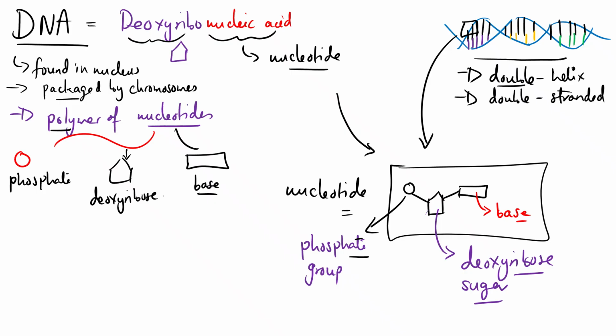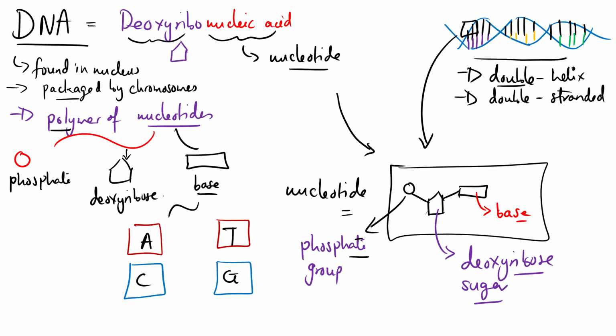Now, you also need to know 4 types of bases. You've got A, T, and you've got C and G. These are the 4 types of bases, the 4 horsemen, if you wish, if I'm going a bit metaphoric here. And these letters make up your genetic code, essentially.